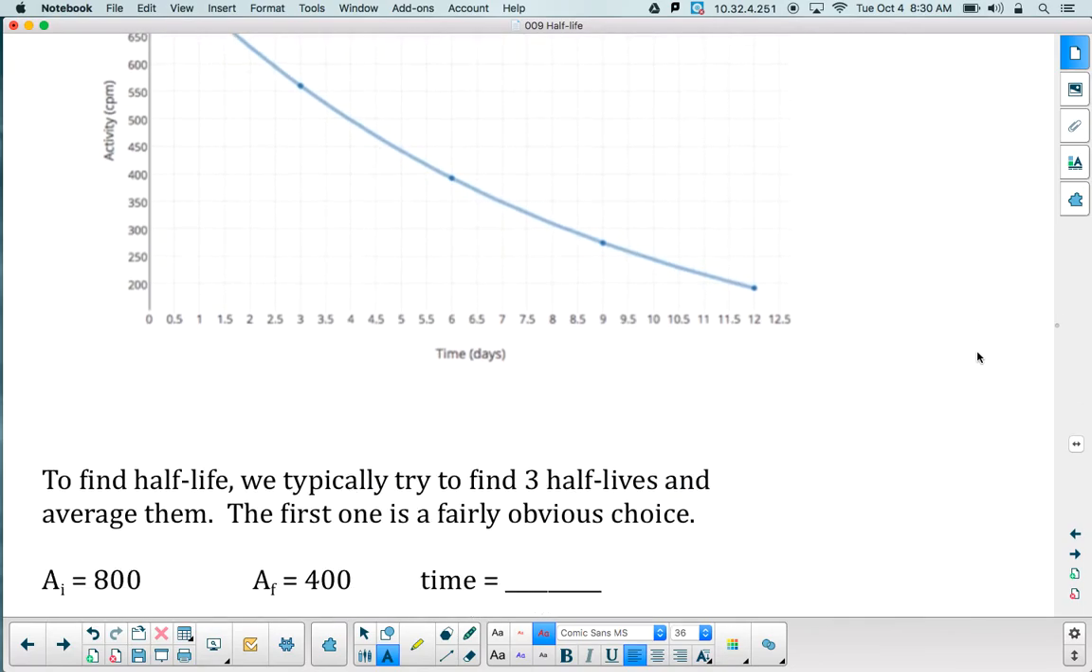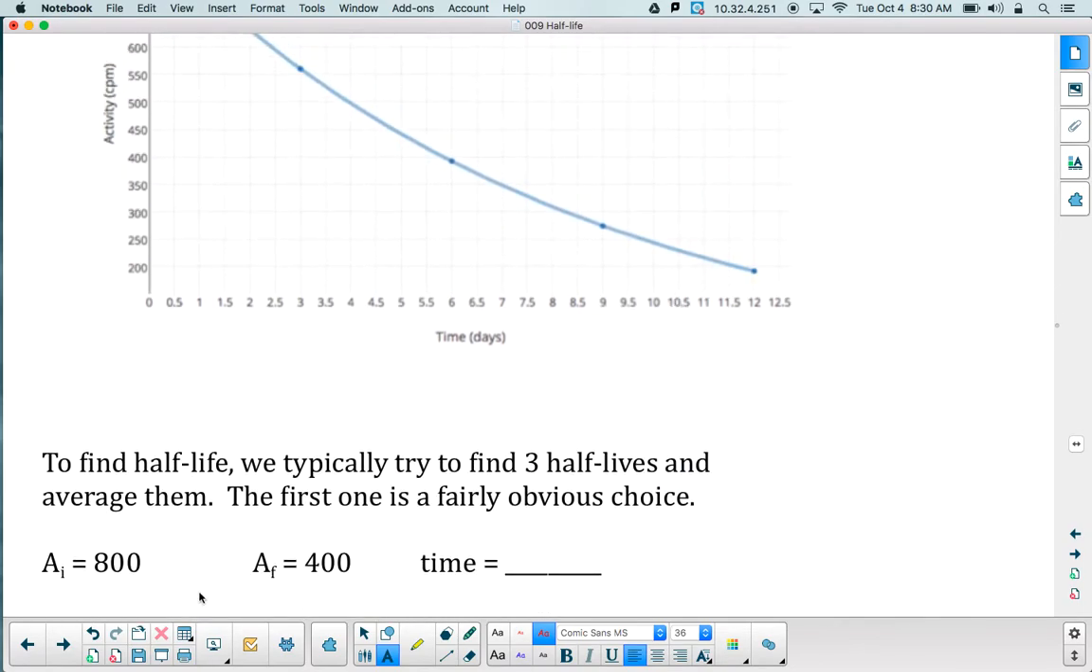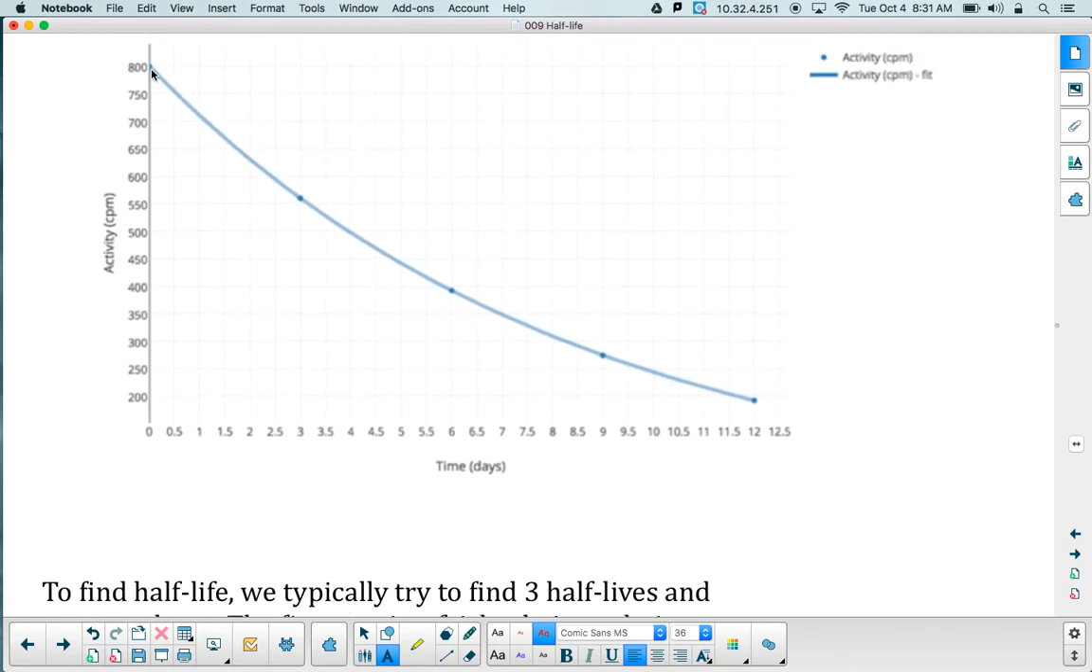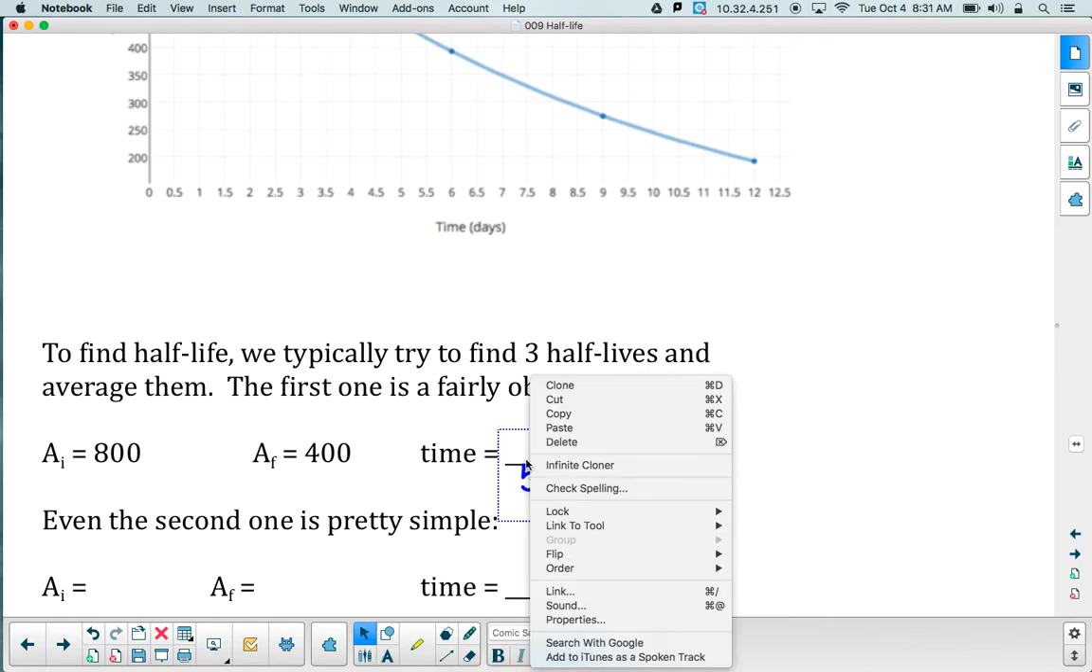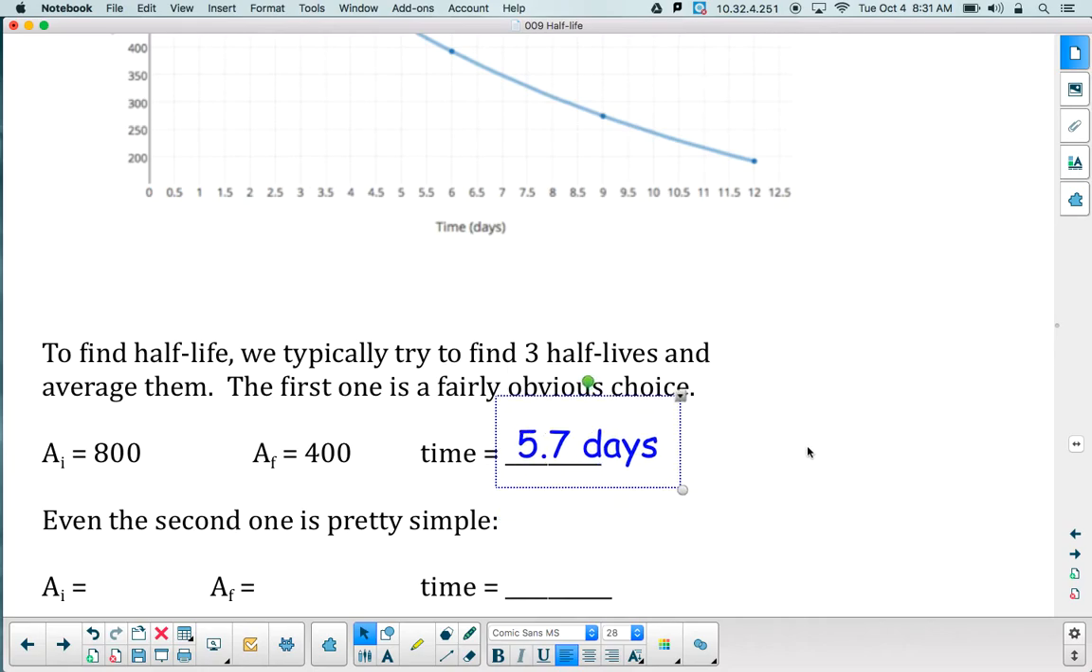Now the first half-life is really a pretty obvious one. We're going to go from an activity of 800 counts per minute down to an activity of 400 counts per minute and just figure out how long it took to get there. So at 800 counts per minute we were at day 0. And if we come down to 400 counts per minute, it looks like about 5.7 days is probably how long it took to get that far. So that's our first half-life.